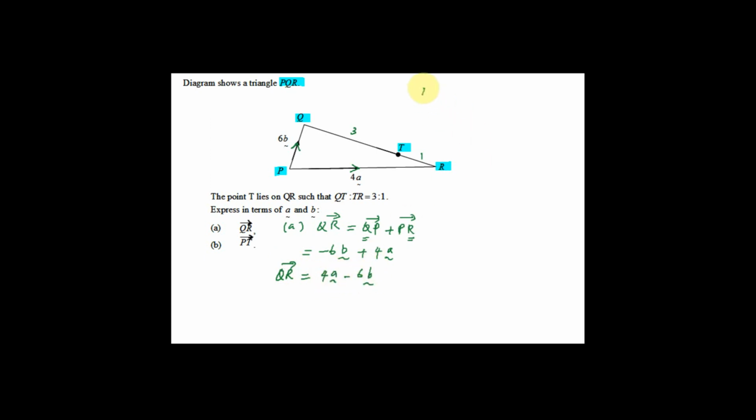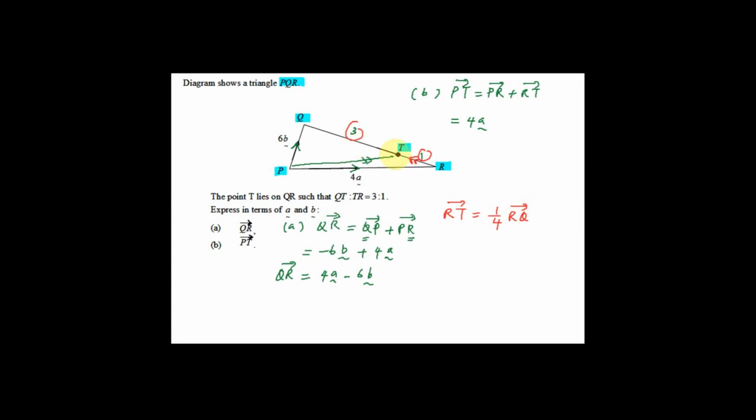So for part B, we have to find PT. So you can see your PT will be here. This is your PT, which is equal to PR plus RT. So you know your PR is 4a. Now you need to find RT. How to find RT? RT is in this direction. So RT equals 1 portion out of total 4 portions of RQ.